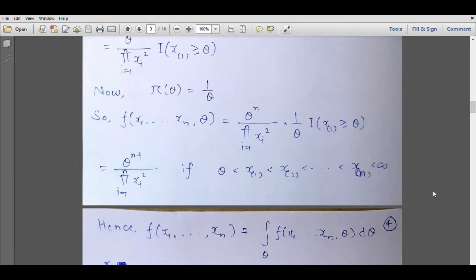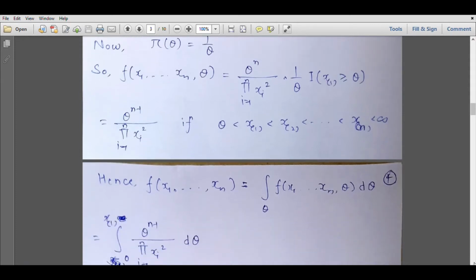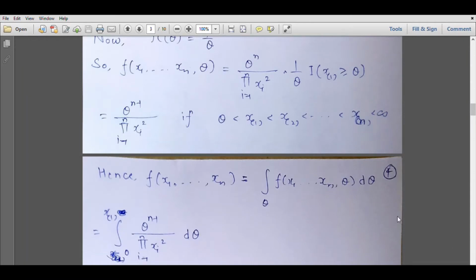So let us first find the marginal joint distribution. I'll simply say joint distribution of x1, x2, xn. We will have to integrate this out with respect to theta. Let us see what the limit should be. Clearly, because the PDF involves theta, theta has to be greater than 0 and x ordered 1 has to be larger than theta. So the limit of theta is 0 to x ordered 1. So integrate theta raised to n minus 1 upon product of xi square over the limit 0 to x ordered 1.